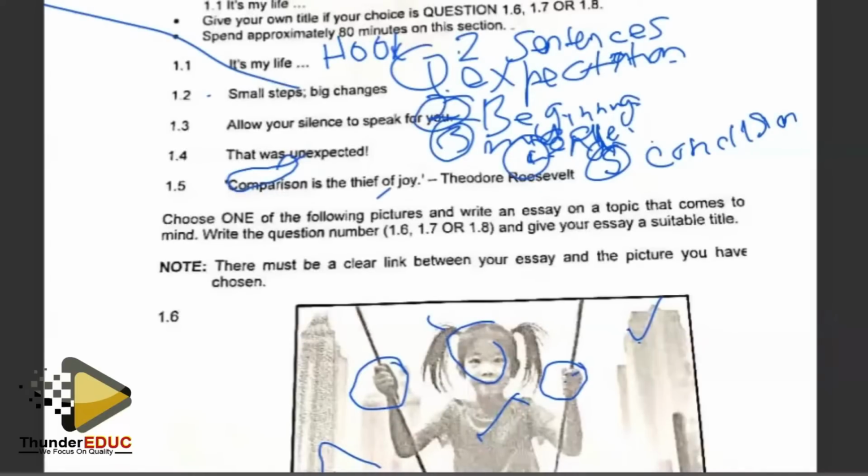All right. Then we've got other essays that you could write about. That is your argumentative essay.